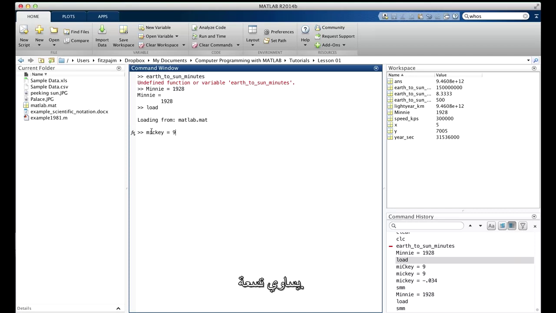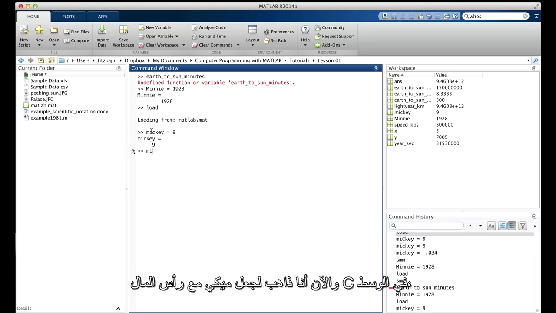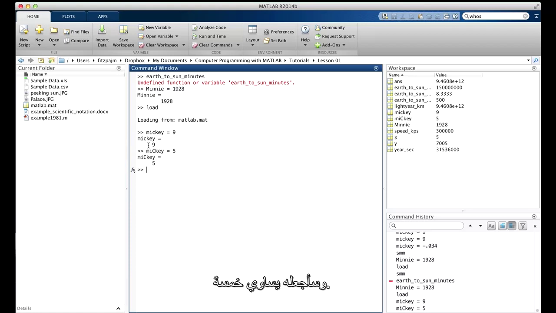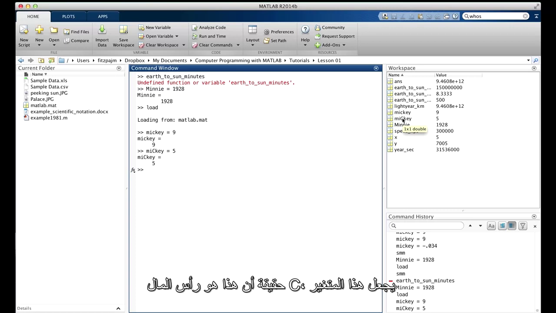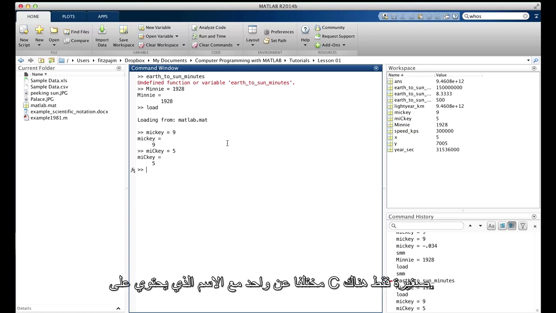Let's make Mickey equal 9. And now I'm going to make a Mickey with a capital C in the middle, and I'll make him equal to 5. If you look over here in the workspace, you'll see these are two separate variables. The fact that this is a capital C makes this variable different from the one with the name that has only a lowercase c there.